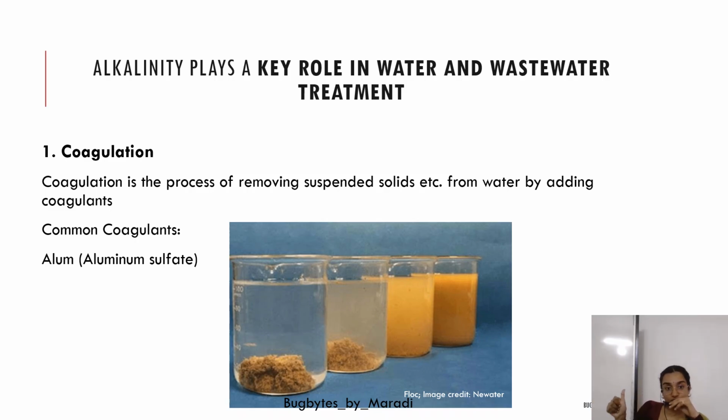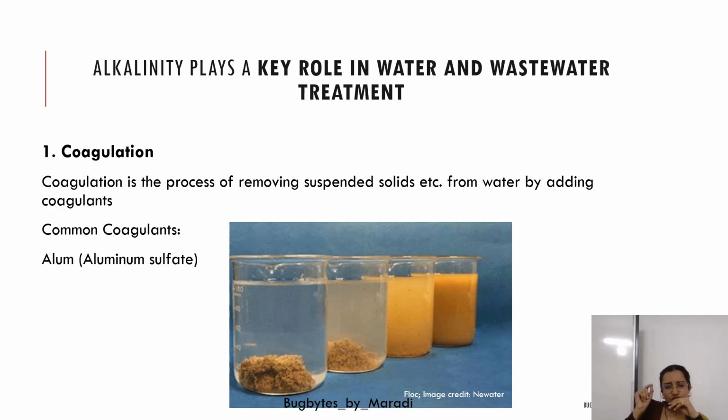For coagulation, we will require alkalinity. It is going to happen only in basic conditions. If the water is basic, when you add coagulants like alum, they help in the formation of the flock. So for that reason, the alkalinity test is very much needed. That is one of the main things.